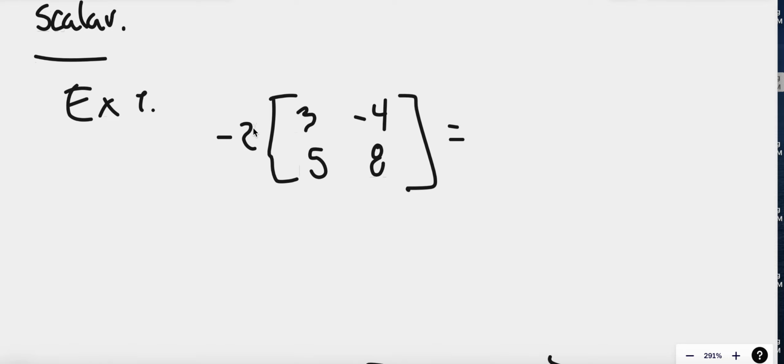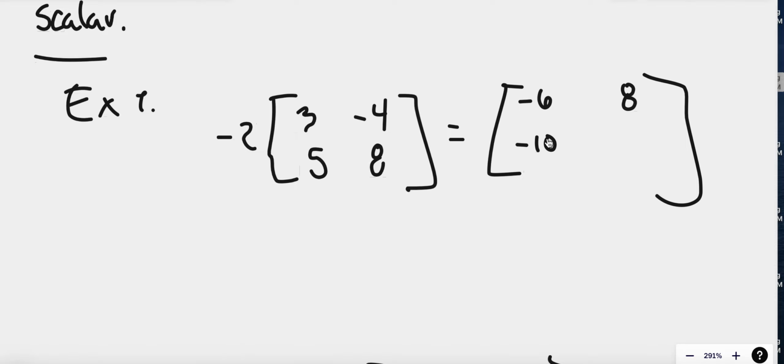Example 1, we have -2 times this matrix, and in order to solve this, all we have to do is multiply this -2 by all the elements inside the matrix, which will give us -2 times 3, which is -6. -2 times -4 is +8. -2 times 5 is -10, and -2 times 8 is -16. And that is how you will do this multiplication.